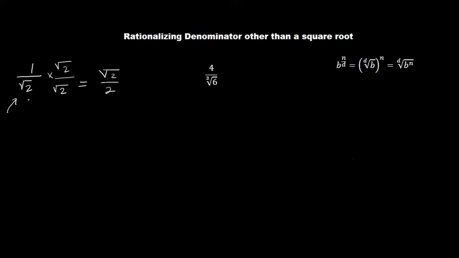Now you can see that we have rationalized by getting rid of this radical on the denominator, and that is the whole idea of rationalizing. But when we have a denominator other than a square root, if we apply that method, it's not gonna work. So I'm gonna show you how to rationalize when you have a denominator other than a square root. But before we can do that, let's just see the reason why it works for the square root.